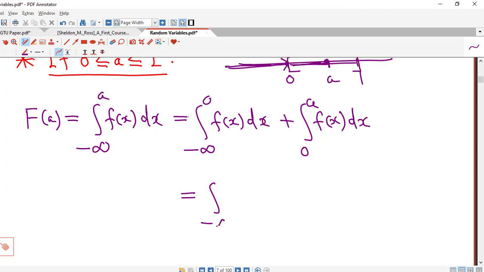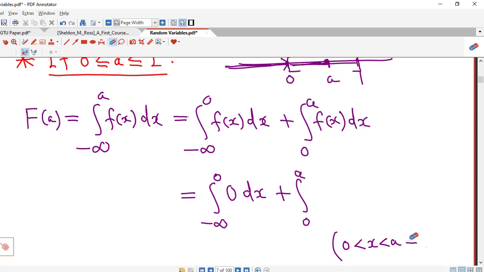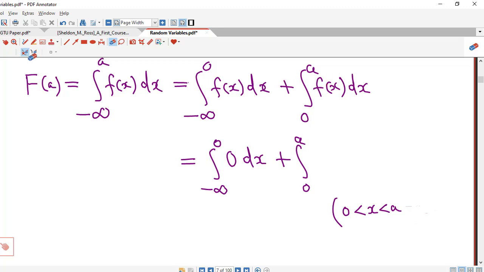Now in minus infinity to 0, f(x) is 0 because x is negative. In 0 to a, x is in between 0 and a, so we can write 0 less than x less than a, and a is less than 1. Here we are integrating with respect to x from 0 to a. So from this we have 0 less than x less than a, and a is in between 0 and 1. So this implies x is also in between 0 and 1.